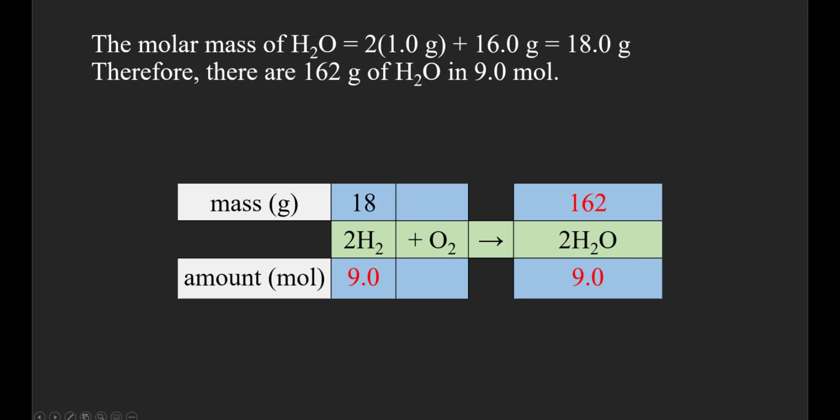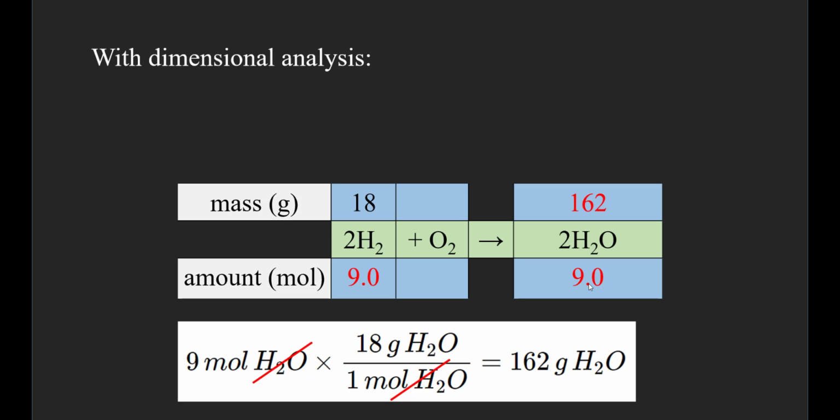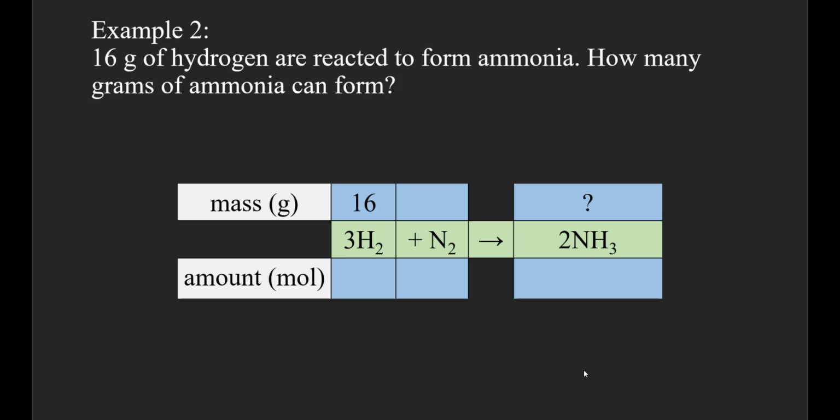Water has 2 hydrogens at 1 gram per mole, 1 oxygen at 16 grams per mole, so 18 grams per mole is the molar mass of water. So we simply multiply the 9 moles that we could make times 18 to get 162 grams. And here it is explicitly written out. 9 moles times 18 grams per mole gives us 162 grams of water. Alright, so that's our first example. Let's look at example number 2.